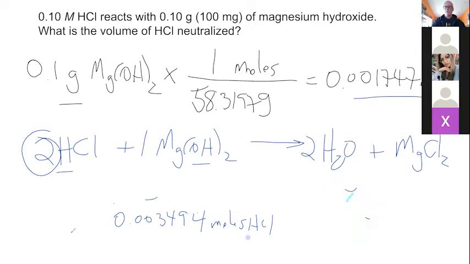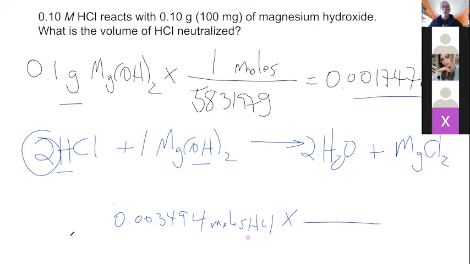How am I going to determine what the volume is? Because that's basically the question. How do we get the volume of HCl? You divide the number of moles by the molarity. Never divide. But remember, we always multiply, right? So what I'm going to do is multiply by the concentration.